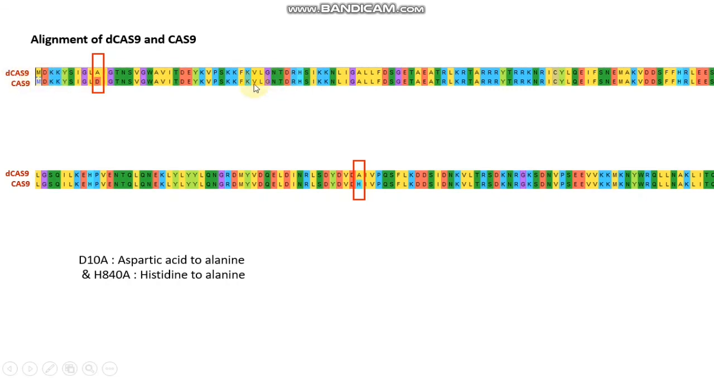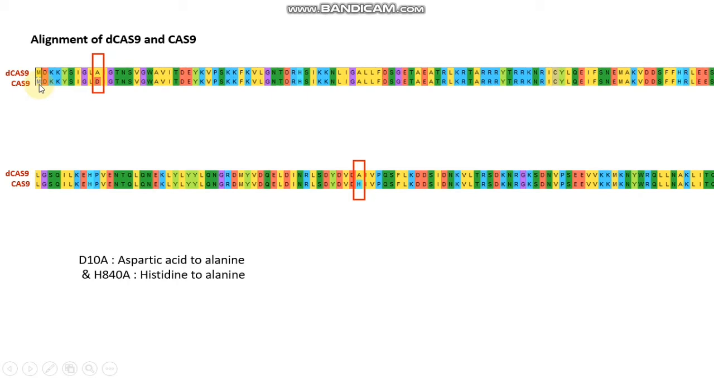As you see, all of the amino acid residues are the same, except there are two different mutations. In this portion, that is the 10 position, the D is mutated to A, actually aspartic acid to alanine. And the other mutation is at position 840, where the histidine is mutated to alanine. So these two point mutations occurred in the dCas9 system.